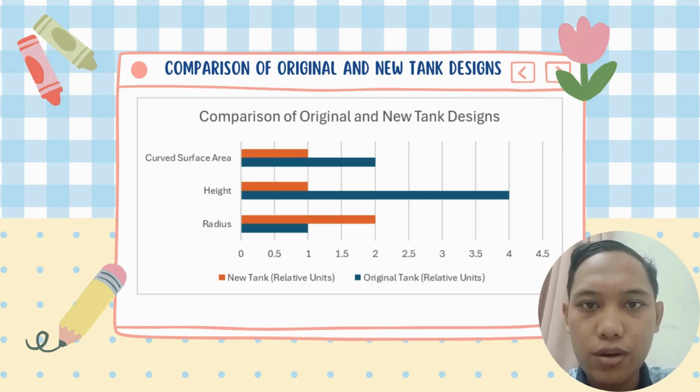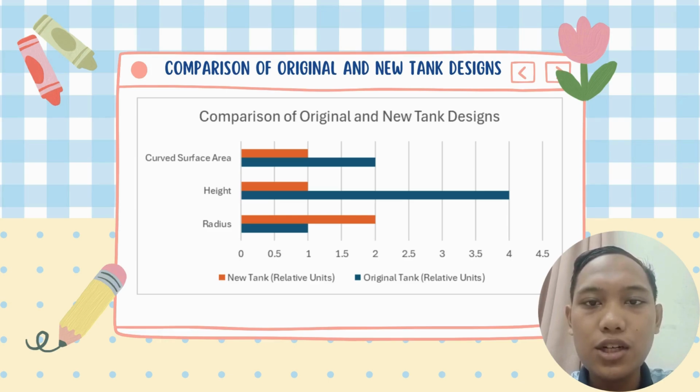This bar chart from my report helps to visualize the changes we calculated. The blue bars represent the original tank and the orange bars represent the new tank. Let's assume the original values are our baseline. As you can see for radius, the orange bar is double the blue one. It goes from 1 relative unit to 2. But for height, look at the big difference. The orange bar is only 1/4 of the blue one, going from 1 unit down to 1/4.